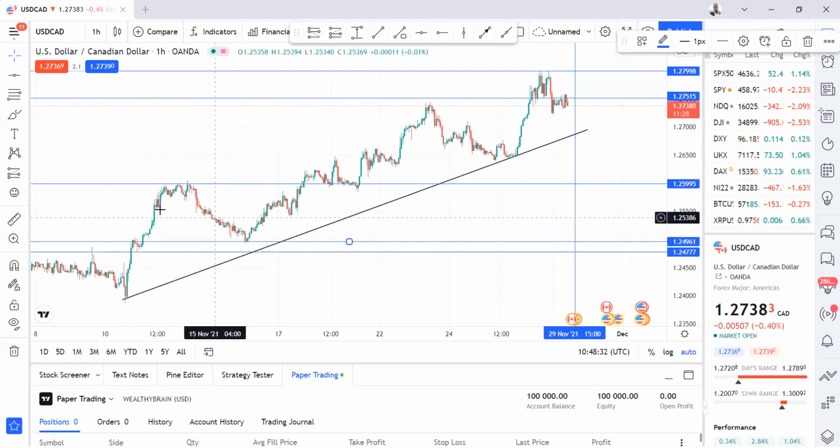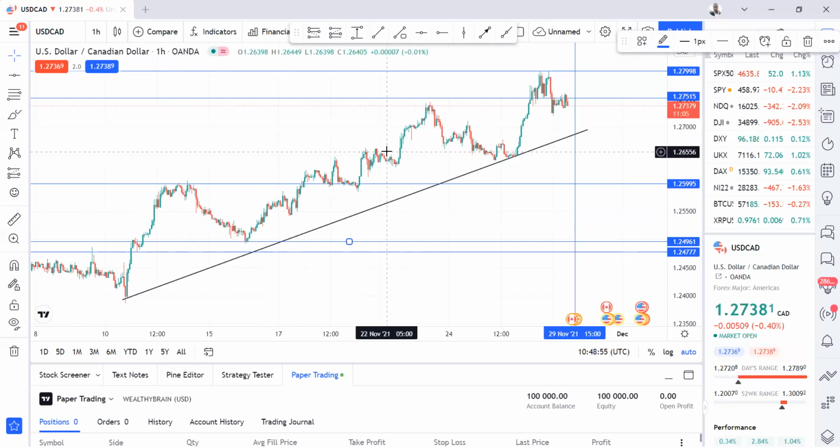Then finally, there was a correction here that this structure here respected. And then finally, price has broken this level created here and then got it tested. So this resistance here became a support at this level and then pushed up.